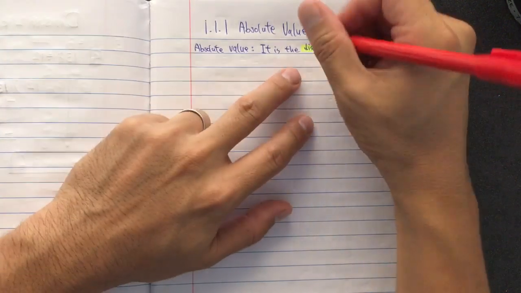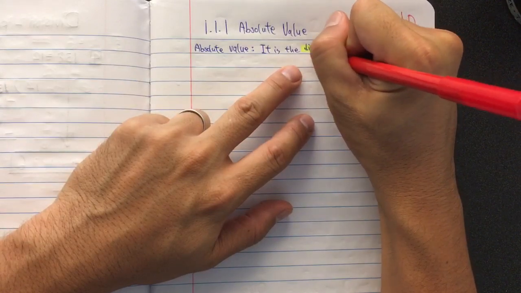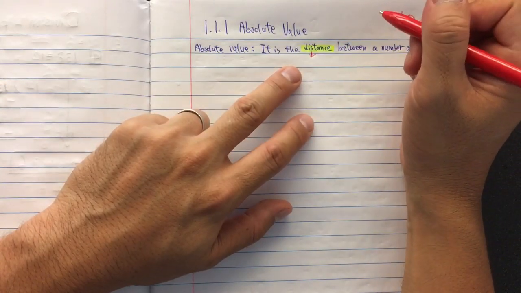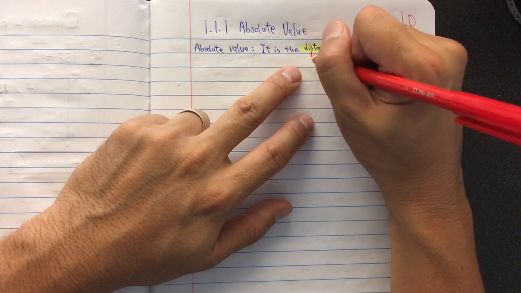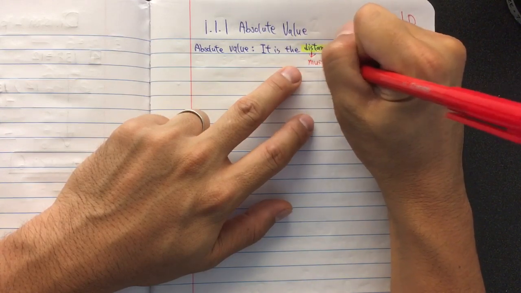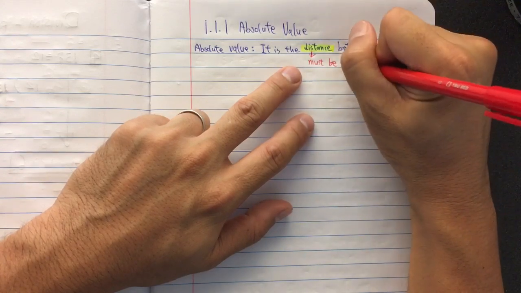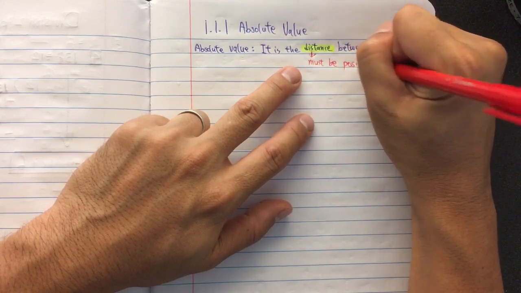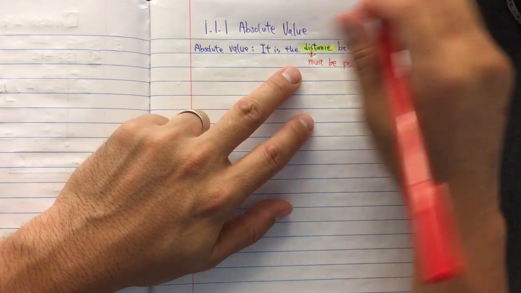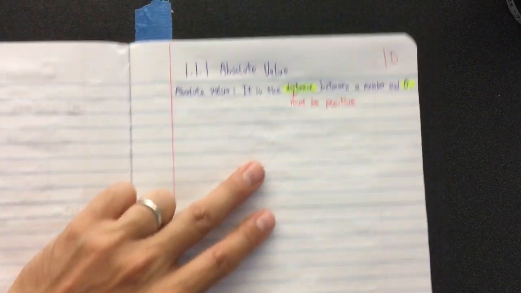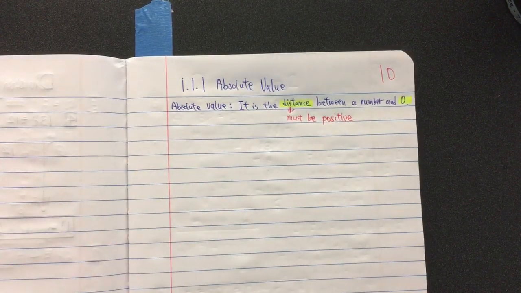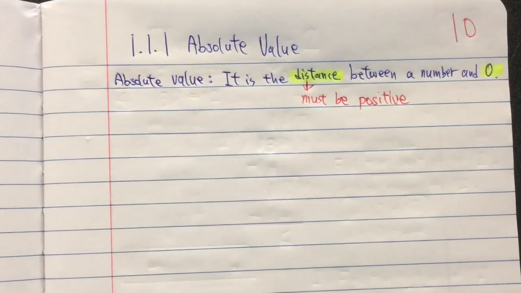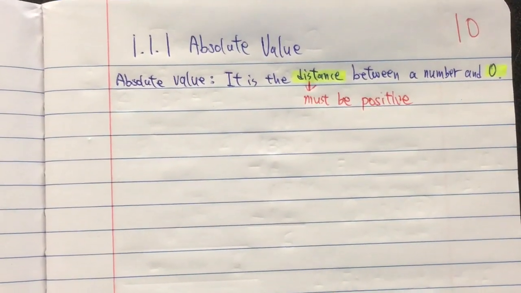When we talk about distance, I need to note here: it can never be negative. That means it must be positive. When I use red, you use red. It must be positive. Make it larger. It must be positive.